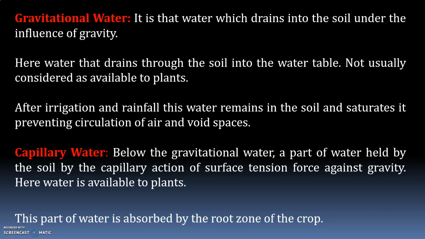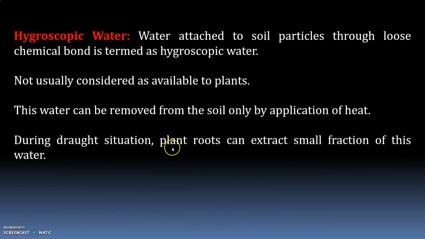Then capillary water. Here, below the gravitational water, a part of the water is held by the soil by capillary action, the surface tension force against gravity. Here, this water is available to plants. So plants can absorb this water. This part of the water is absorbed by the root zone of the crop. This is about capillary water.